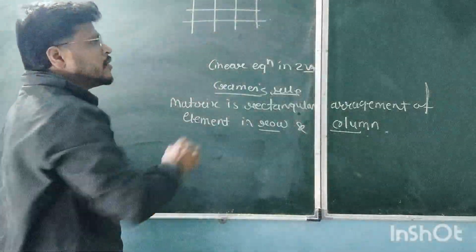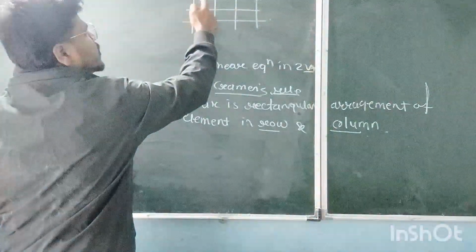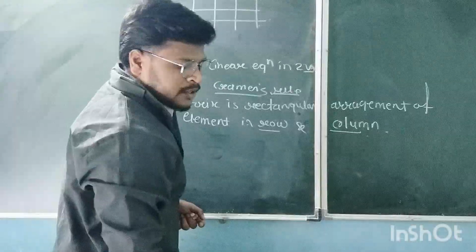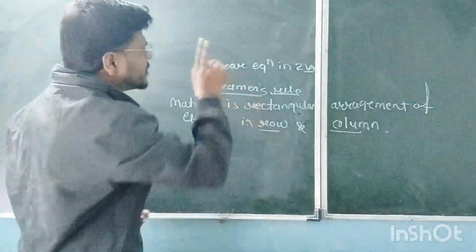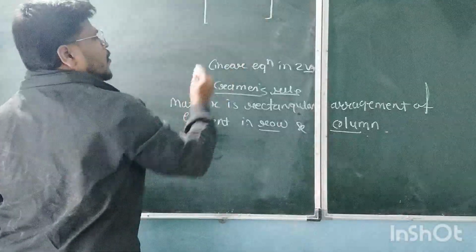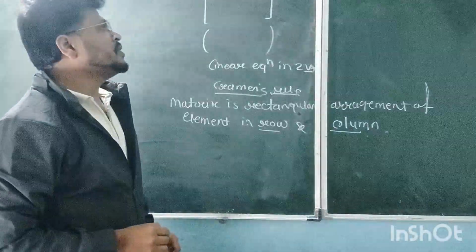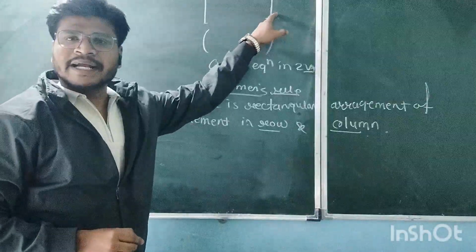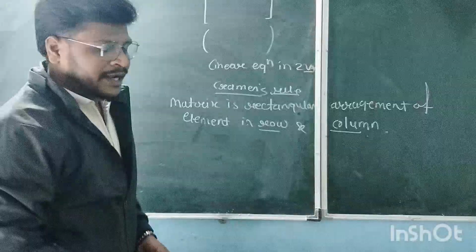How many rows are there? 1, 2, 3. How many columns are there? 1, 2, 3, 4. That means we put these elements in a square bracket or these types of brackets. In some books they denote the matrix with square brackets, and in some books they denote the matrix with round brackets.